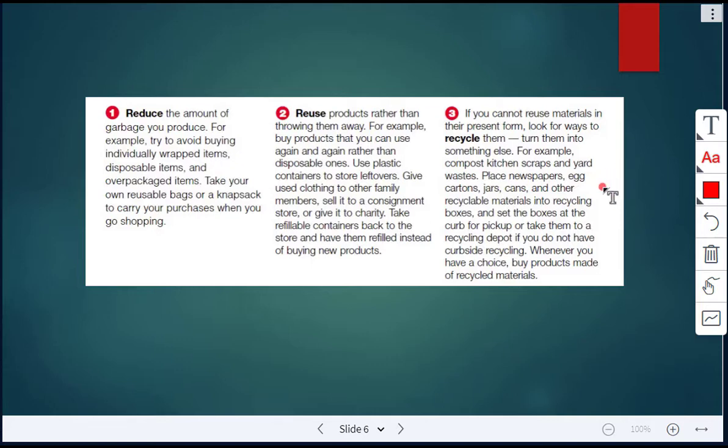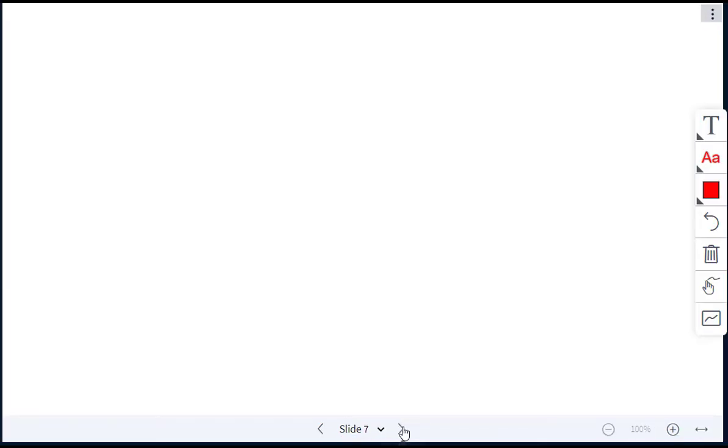Yeah, so many things can be recycled. Newspapers, egg cartons, your jars, your cans. There's so many materials that can be recycled. It just takes time and effort to make sure you're doing that.